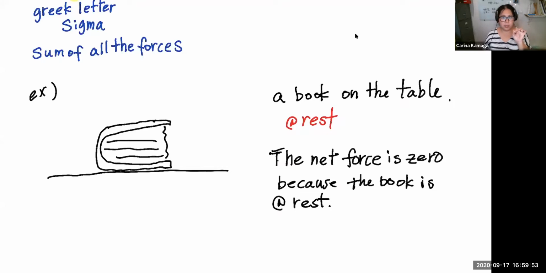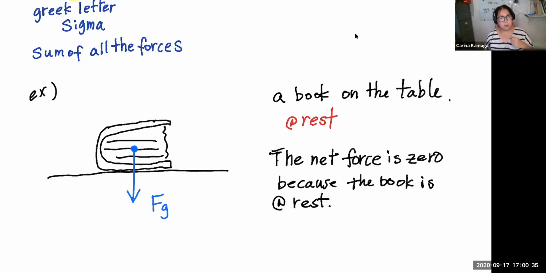Also, is force a vector quantity or a scalar quantity? Force is a vector quantity. Therefore, we can represent force vectors with an arrow. So in the middle of the book here, I'm going to draw the gravitational force vector, which is vertically downward, and make sure I label it as the gravitational force.